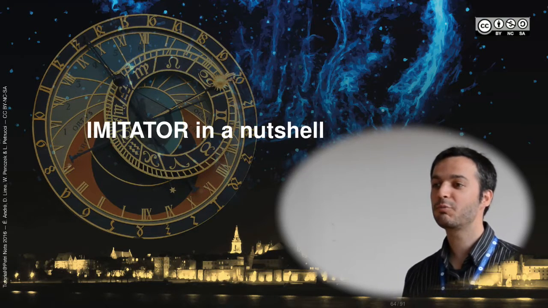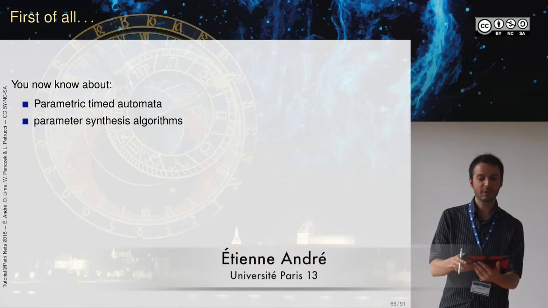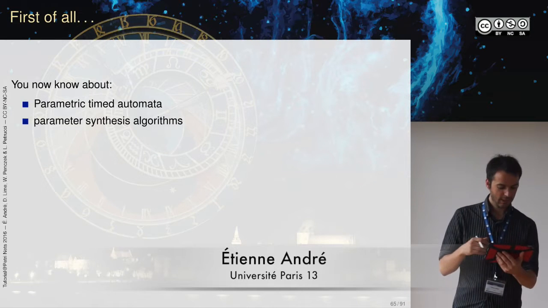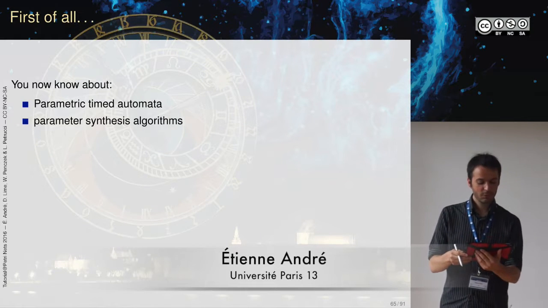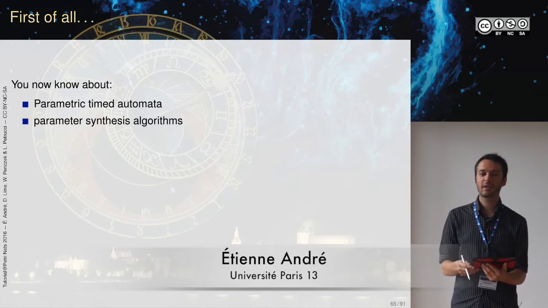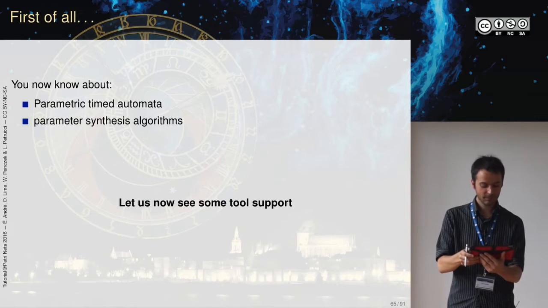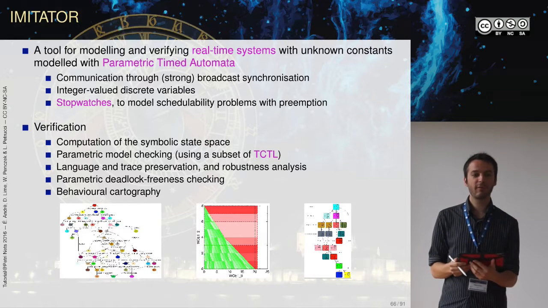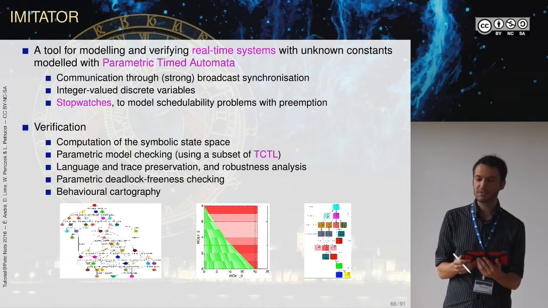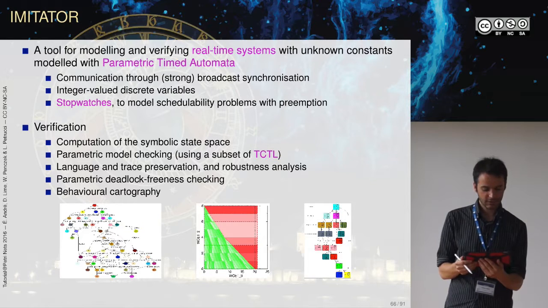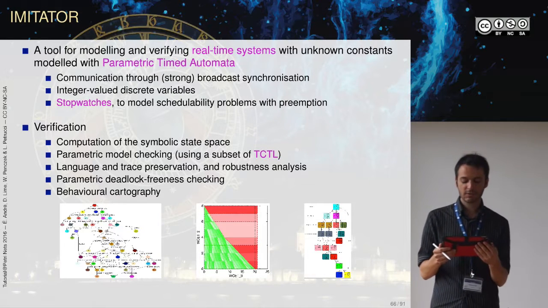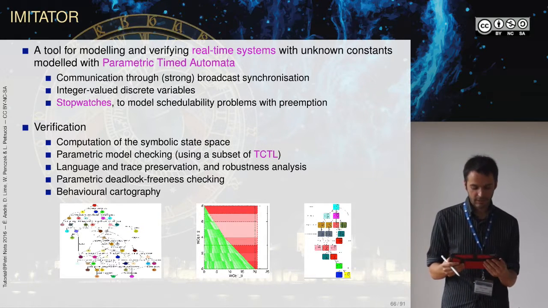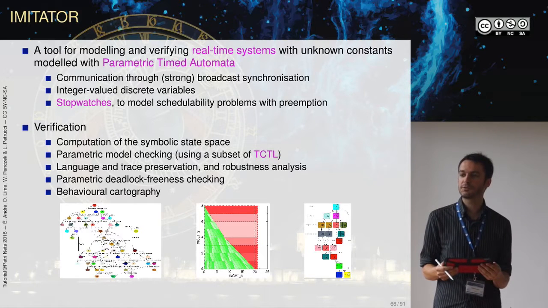So let us briefly present Imitator in a nutshell, so you will use it after the coffee break. Now you know about parametric time automata and synthesis algorithms, and we will see a bit of tool support. Imitator is a tool for modeling and verifying real-time systems with unknown constants, modeled with extensions of parametric time automata. Communication is achieved through strong broadcasts.